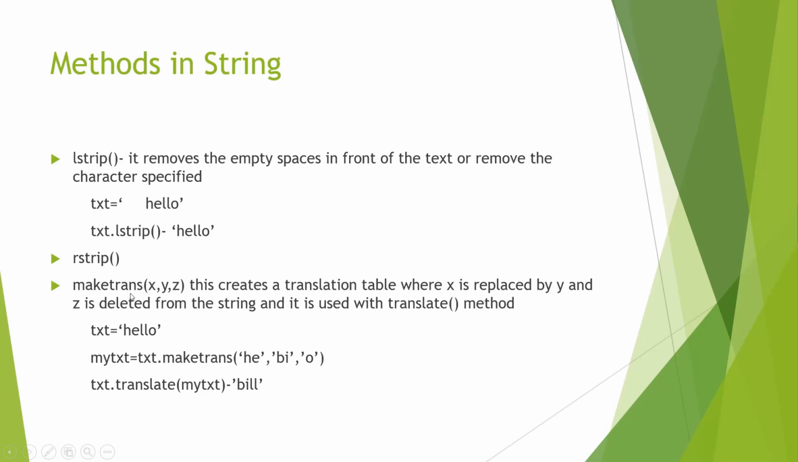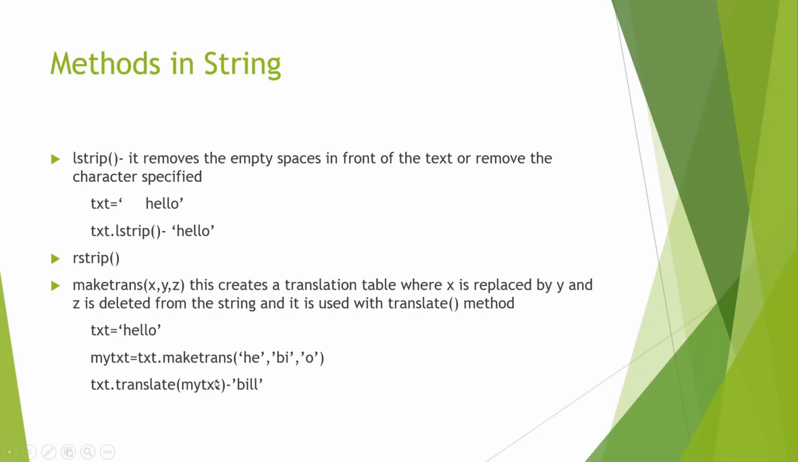Now with this method, maketrans, first we have to create a map. If within a string we want to replace certain characters with other characters, or also delete certain characters, then we can use this method. So if there's a string, like here we have the string hello, and we use text.maketrans with he as the first parameter, bi as the second parameter, and o as the third parameter, every time it sees h and e within the string, it will replace h and e with b and i. Like in this text hello, we see h and e, so h and e will be replaced by bi. So this string will become from hello to, I think, billy.